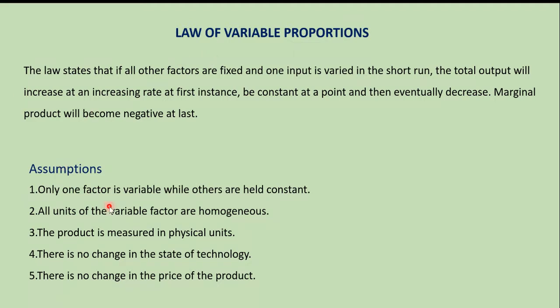1. Only one factor is variable while others are held constant. Constant means fixed. Only one factor can be varied. All the other factors are fixed. That's what is stated here. All other factors are fixed and one input is varied. That is what is given as the assumption.